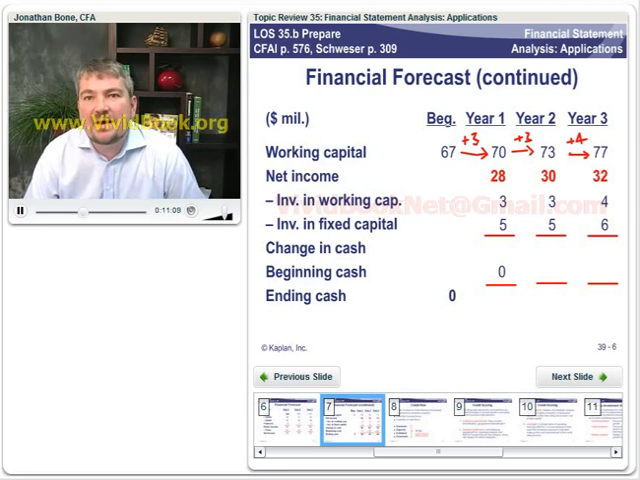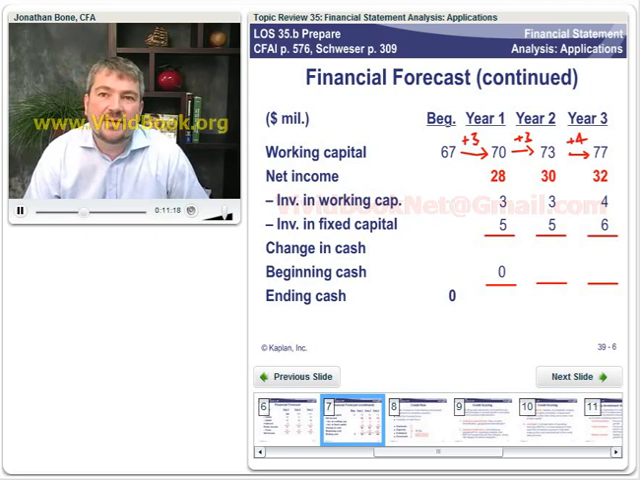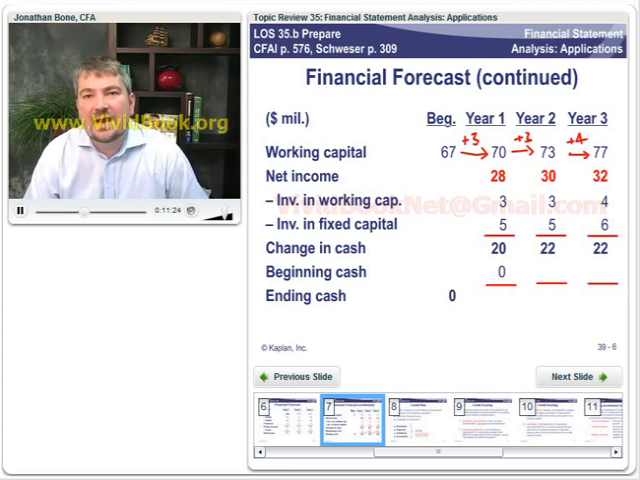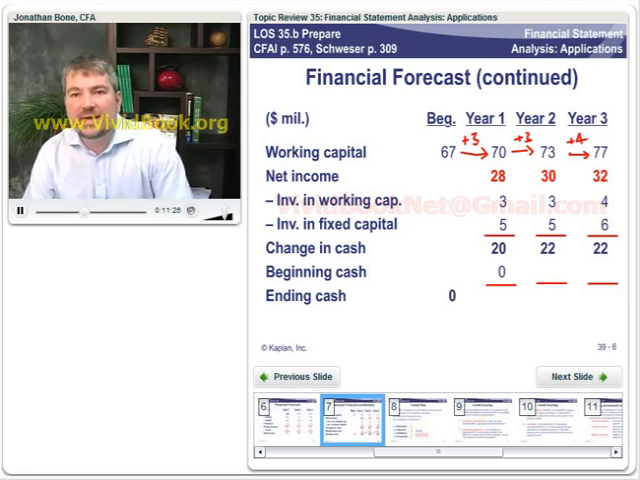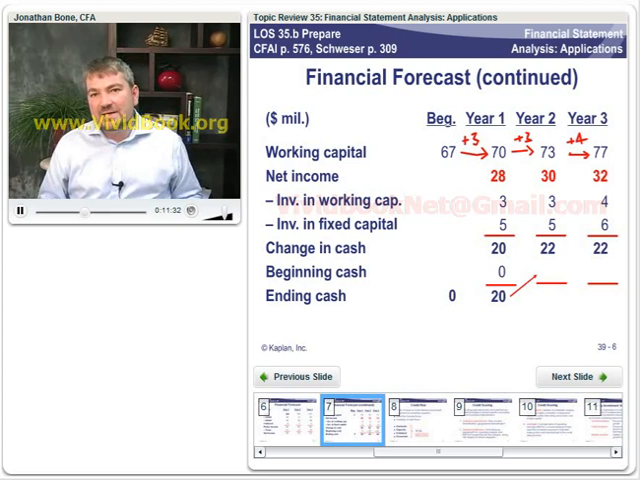So if we take our net income, deduct 3, deduct 5, we'll get our change in cash, which of course is 20 for year 1, 22 for year 2, and 22 for year 3. Now, given that our beginning cash was 0, it means our ending cash for year 1 is going to be 20.